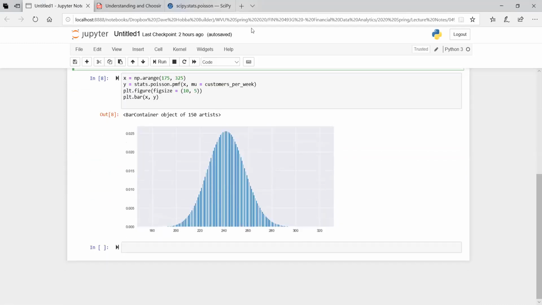This will be it for this one. The next one, we'll do portfolio returns.